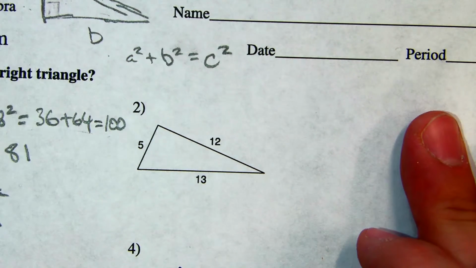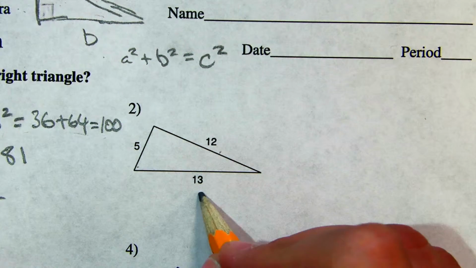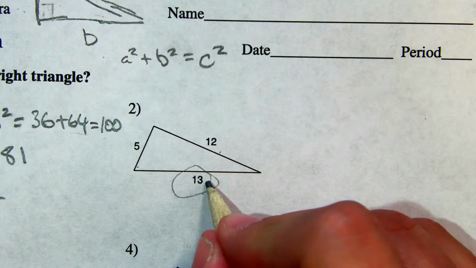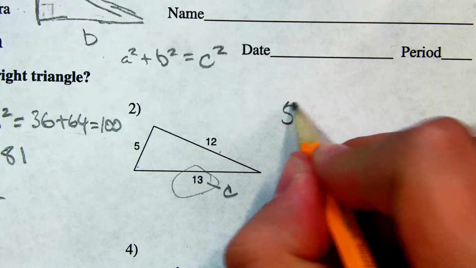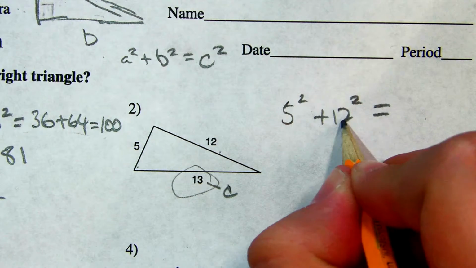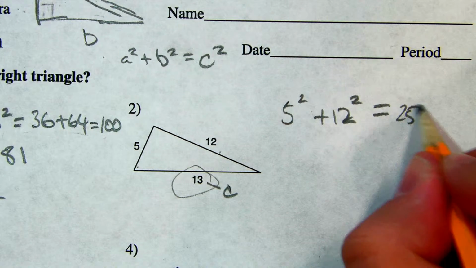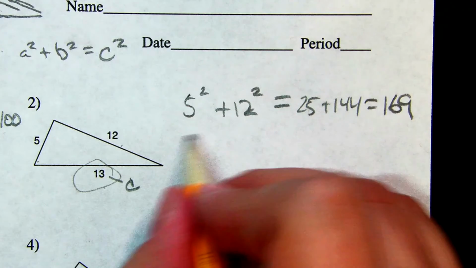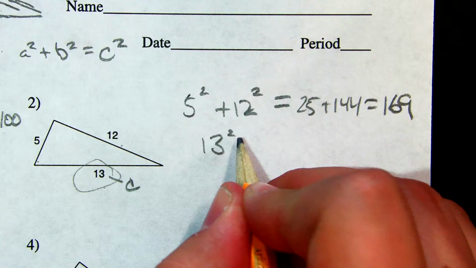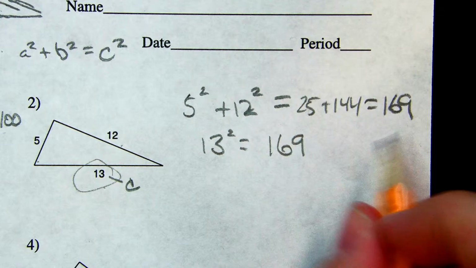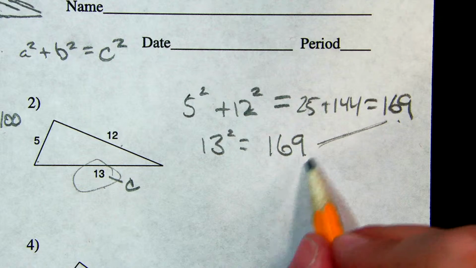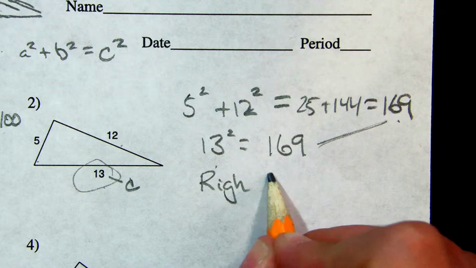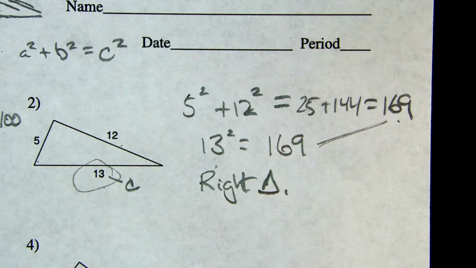Look at this example right here. We've got 5, 12, and 13. Again, if it's a right triangle, this is going to be our hypotenuse. 13 is the long side, so that's our C. So we go 5 squared plus 12 squared, or A squared and B squared, and we get 25 plus 144, which equals 169. Okay. Then we take our hypotenuse, or our long side, 13 squared. 13 squared is 169. They're equal. So A squared plus B squared does equal C squared. So that is a right triangle. Good.